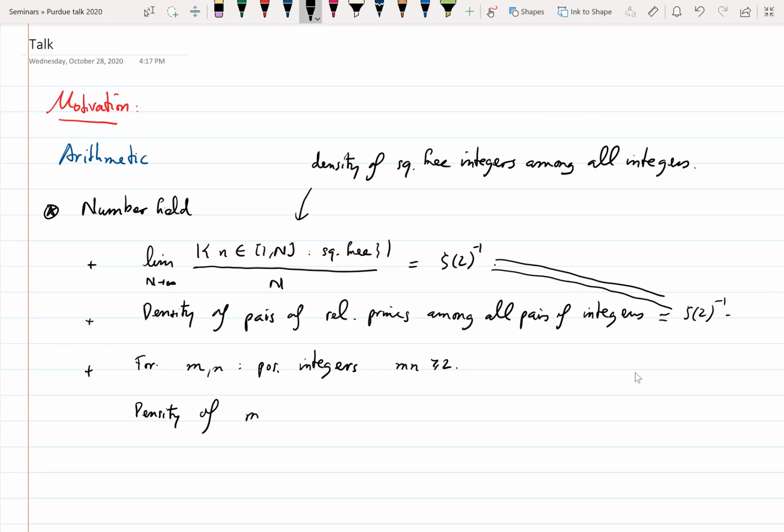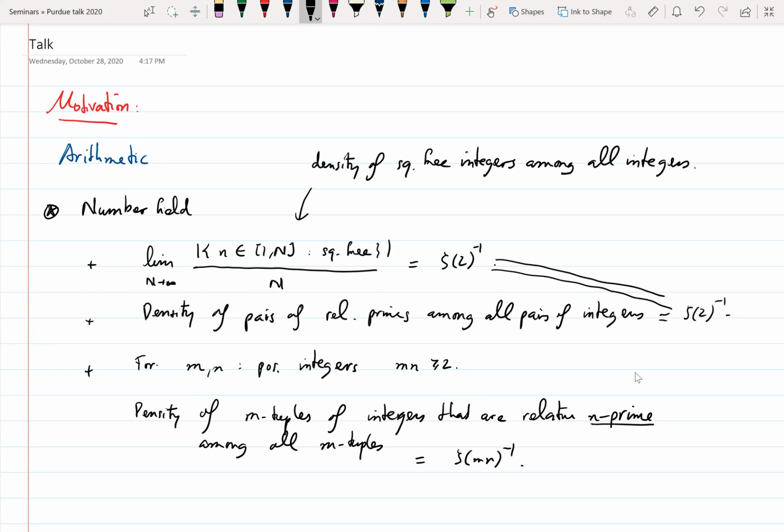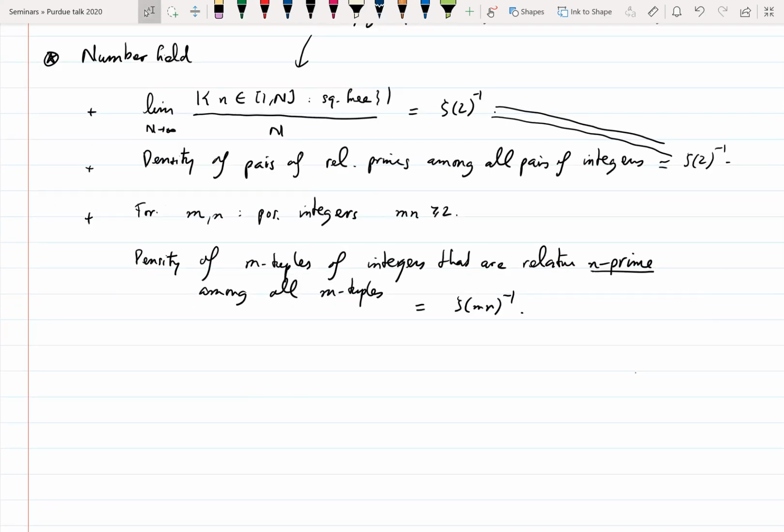The density of n-tuples of integers that are relatively prime among all m-tuples of integers is actually equal to zeta mn inverse. And so you will see that m and n can change, but as long as the product stays the same, then somehow all the results are the same. They're the same numbers. People prove this, just do some counting and they realize this. So we call this sort of phenomenon coincidence in arithmetic statistics. Okay, so now that's the number field story.